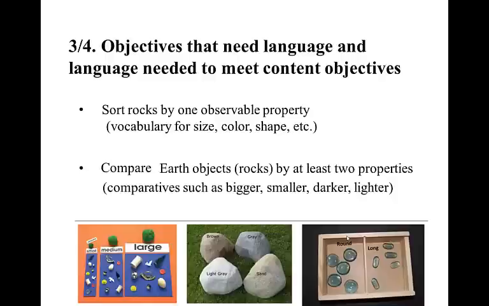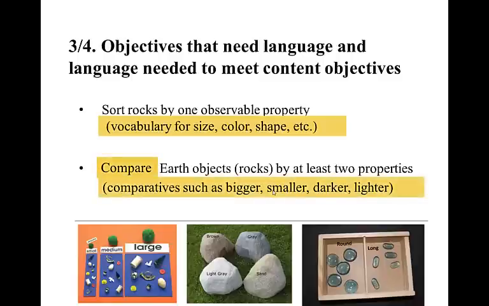In order to sort and compare, students need a variety of different kinds of language. For example, they might need vocabulary for size, color, and shape, and they might need to understand the use of comparatives.